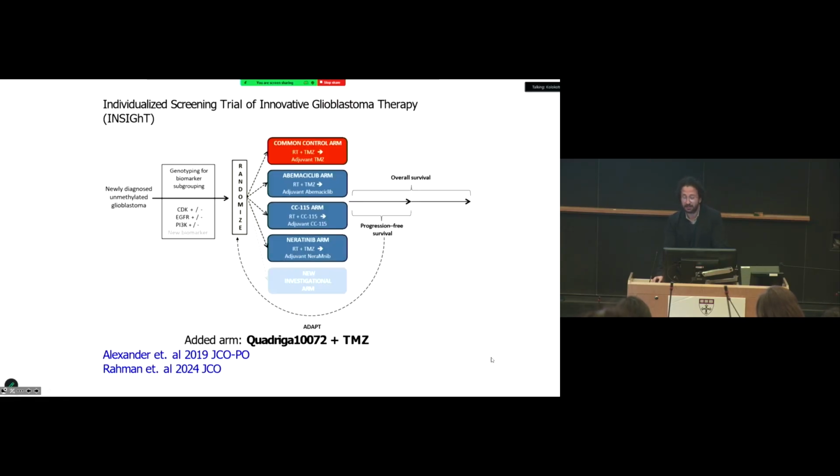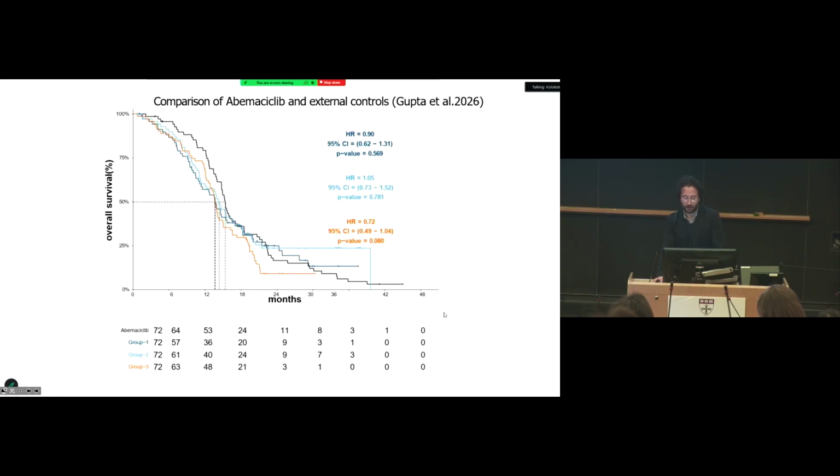Here's a recent project, again, on this idea of validation. This is a multi-arm platform that I designed a few years ago together with colleagues at Dana-Farber. This is a platform trial that already evaluated 3 experimental drugs in glioblastoma with results published back in 2024.